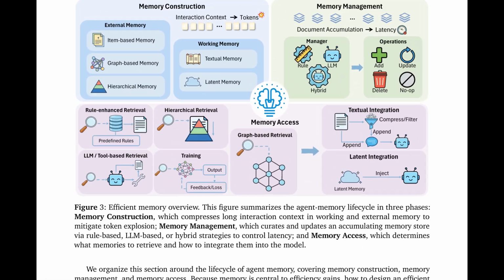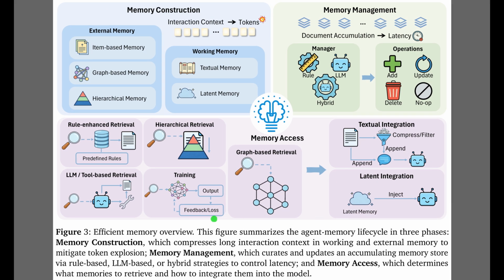Alright, Figure 3 breaks down the lifecycle of efficient memory into 3 distinct phases. First, the blue section on the top left illustrates memory construction, which organizes raw context into working or external memory to handle token limits. Next, the green panel on the top right covers memory management.